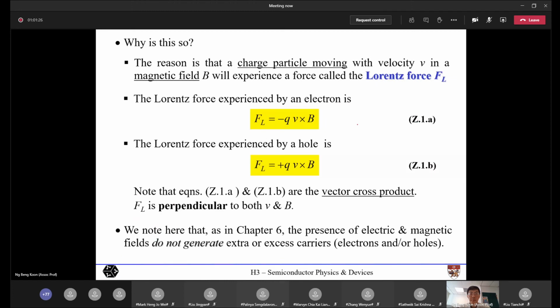Just to give you some idea, let's say magnetic field B is here, and some carrier is moving in a direction perpendicular to B, with velocity V. If you do the cross product V cross B, it gives you a vector that is perpendicular to both. Have you learned cross product in vectors?